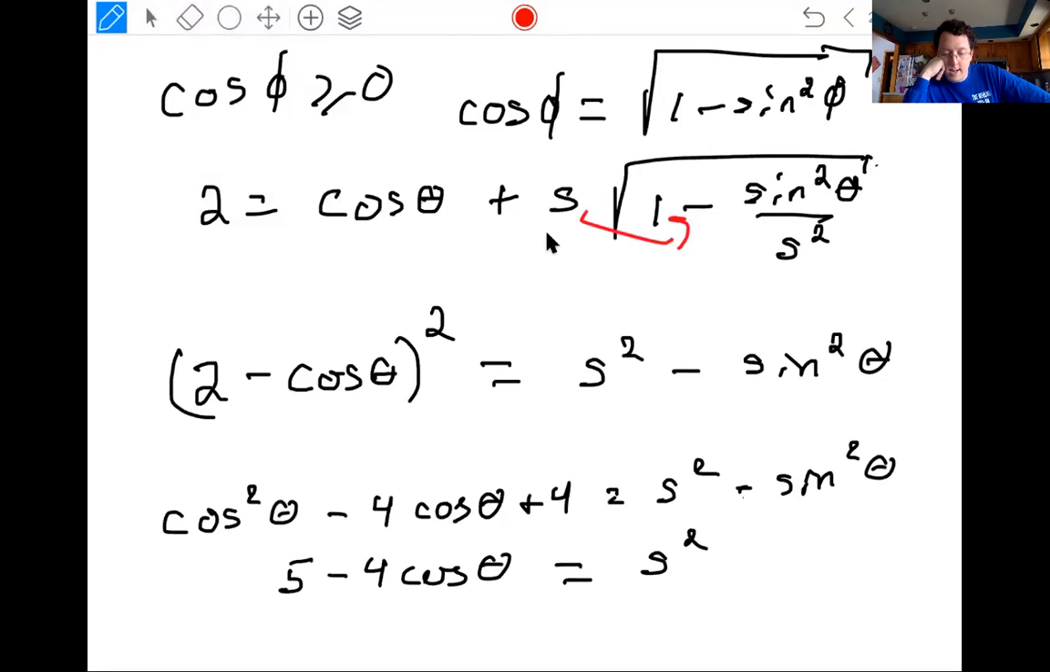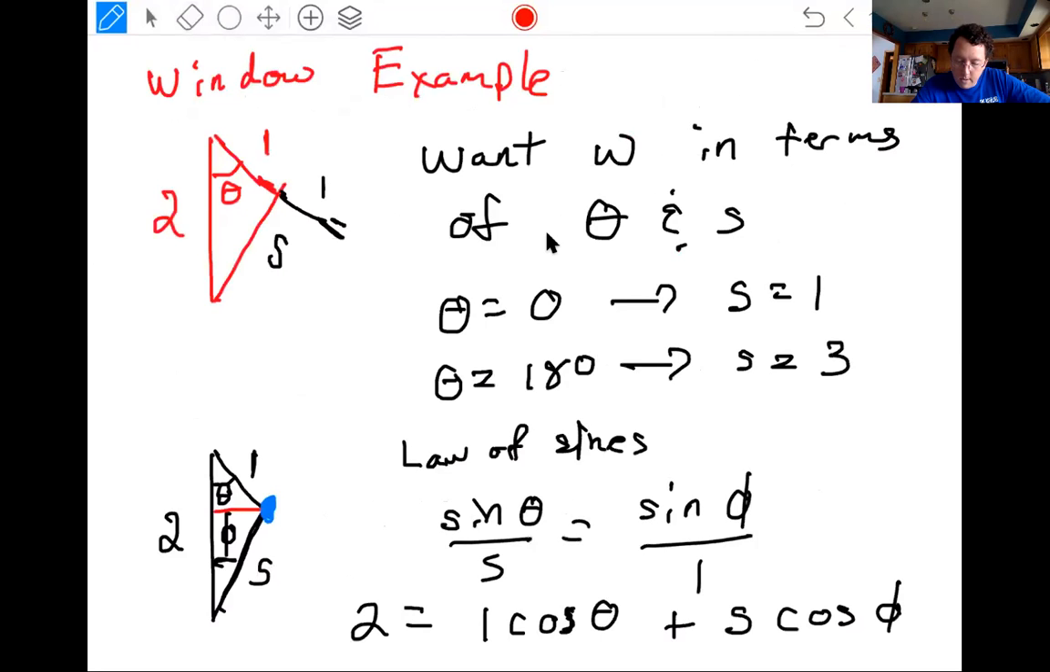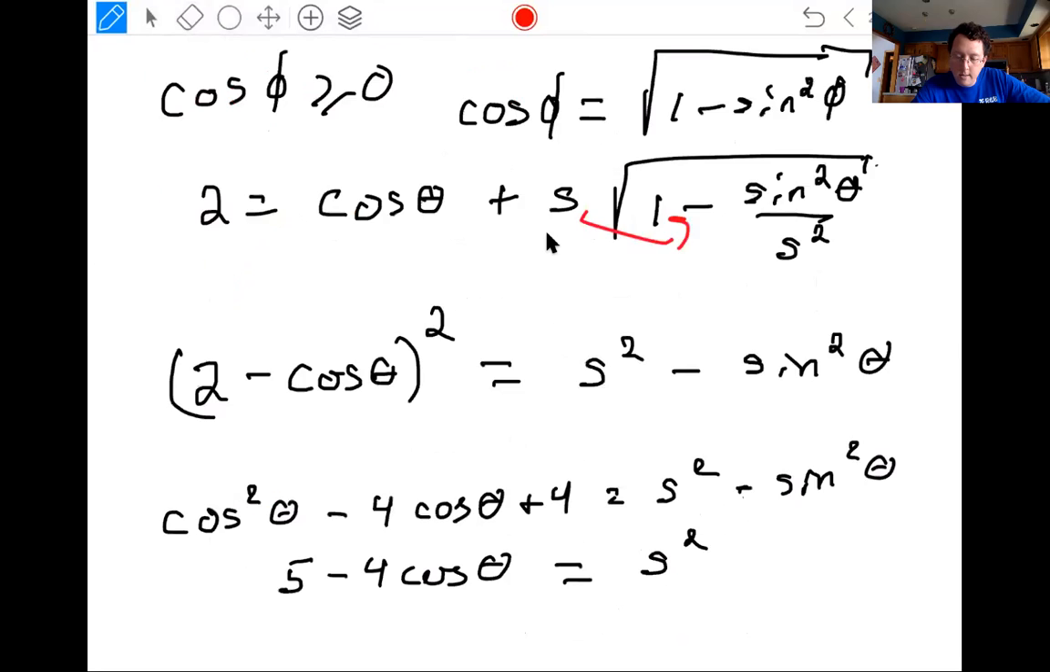Okay, so let's check. This is where it's useful to see if I missed a minus sign. Maybe you have and you've noticed. So let's go back. And what were my reference values that I wanted to check? When theta equals 0, s should be 1. And when theta equals 180, s should be 3. Let's check that. When theta equals 0, cosine would be 1. This gives me 1. So s could be 1.